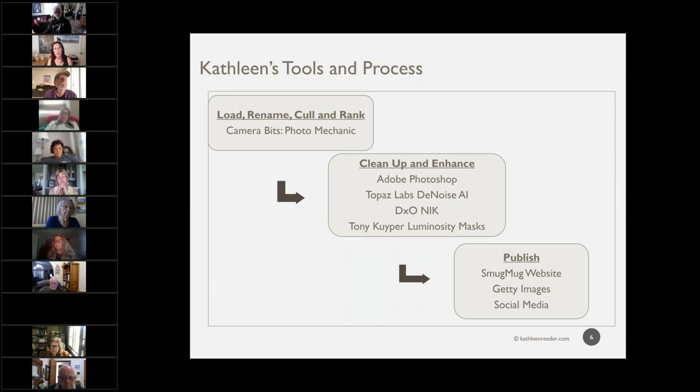And then once a photo is processed, then I quote unquote publish it. I update my SmugMug photo library, that portion of my website that stores all of my photos, with the high resolution JPEGs. I'll submit images to Getty. I'll post some images to Facebook, Instagram, and I continue to store my RAW plus these TIFF and JPEG versions.